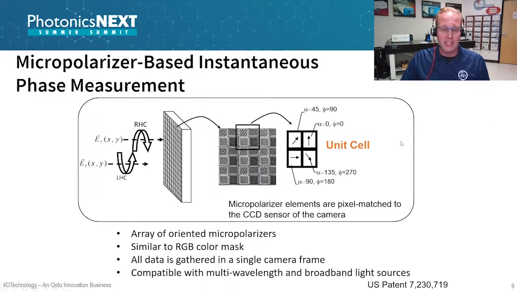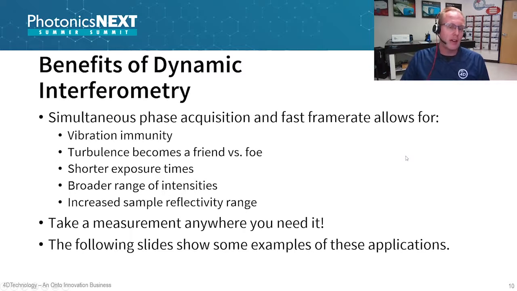It all is acquired in that single frame, and these have to be matched to the arrays on the camera. What this really allows is a technique compatible with multi-wavelength as well as broadband sources, not just coherent light, because you're really looking at the polarization state of the light going through each of the pixels across the camera. So being able to take this single snapshot gives you a lot of advantages. As I mentioned before, you have vibration immunity in your measurement, which is huge. You can also measure very quickly, down into the nanosecond range, in some cases, if you need to.